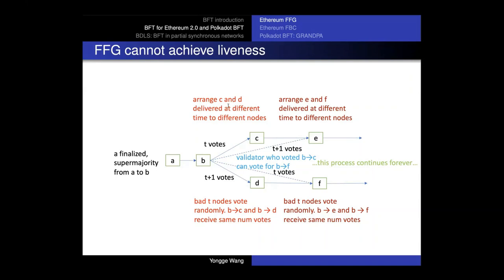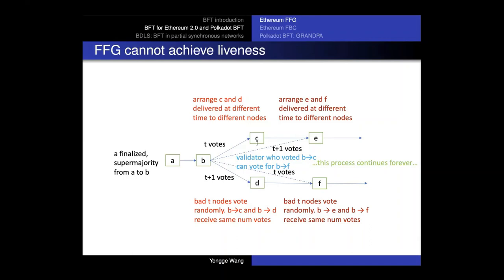I can arrange C and D to be delivered at a different time to different nodes. That's our assumption: the bad guy controls the message delivery in the system. If I can control that, make that T, the C will arrive at T good guys first, and the D will arrive at T plus one good guys. And then the bad guy will run deliver.